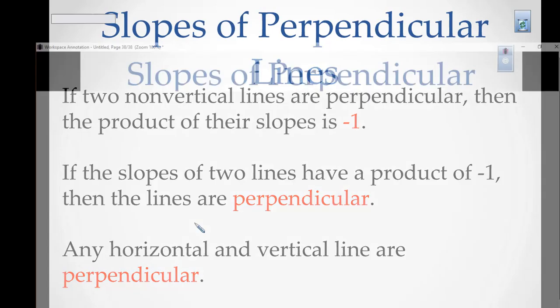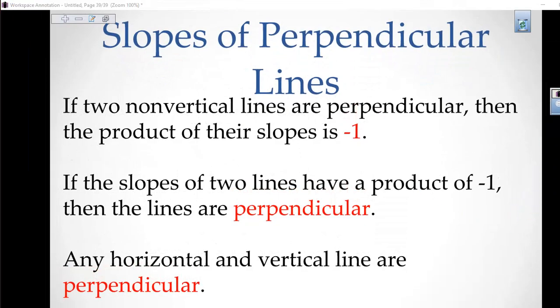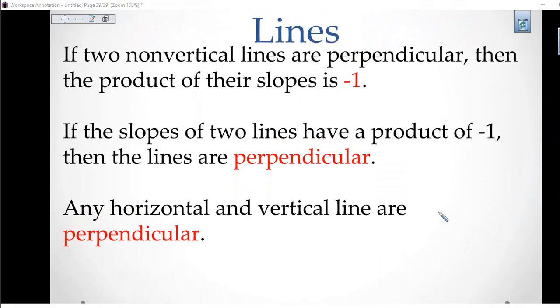Now, what it means to have a product of negative 1. A lot of you guys will get confused on this. So if I have a fraction of negative 7 over 3, in order to get this product to be equal to negative 1, I have to multiply by the reciprocal, which is going to be 3 over 7. Now, since this one's negative, in order to have the product equal negative 1, this has to be positive. So you're always going to have to make sure you pay attention to if the sign was negative or positive to begin.